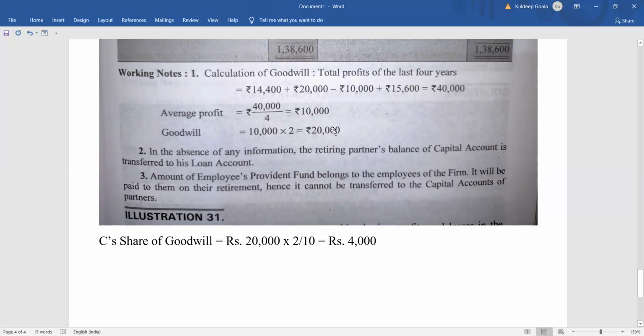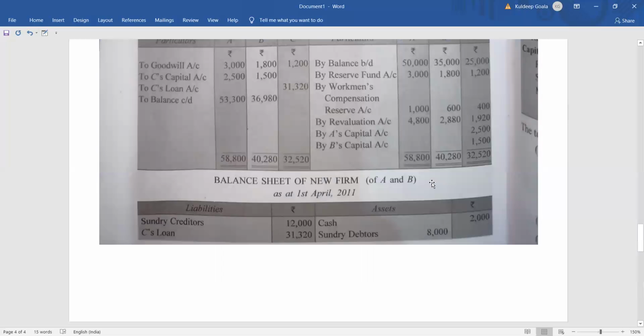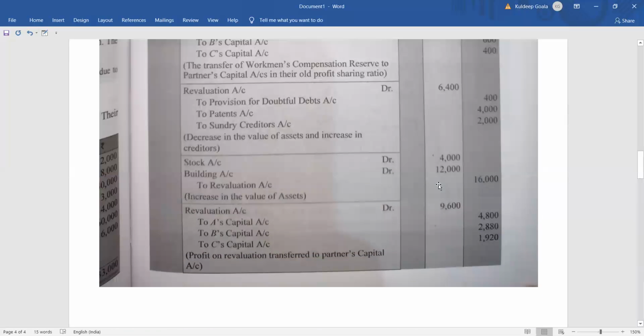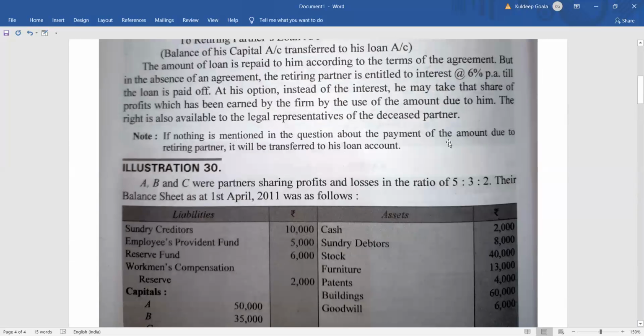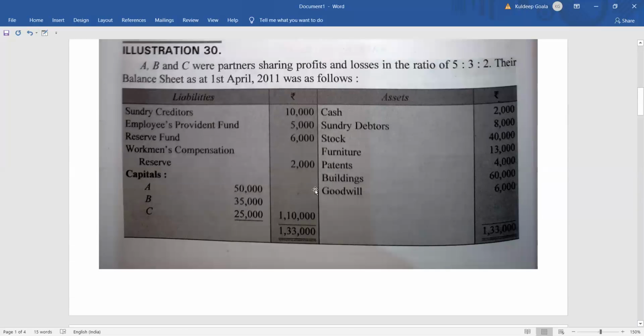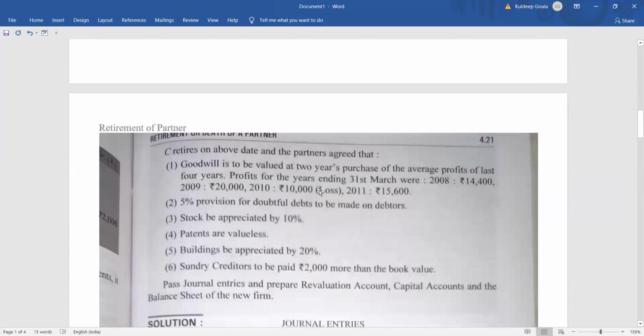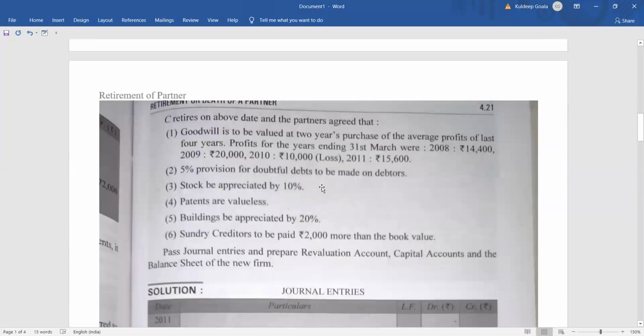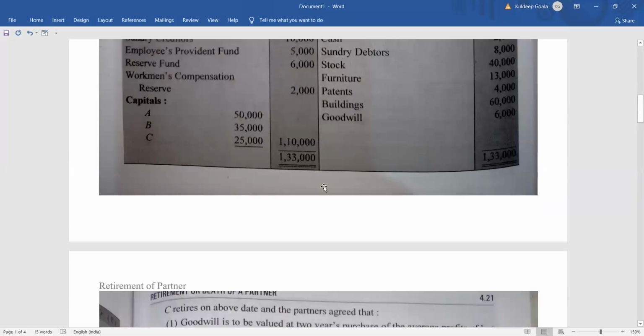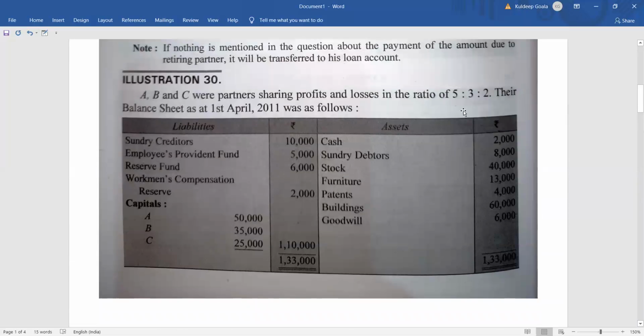Now there's no information on who is going to bear how much, who is going to take how much share from C. Let's come back to the question. There's nothing mentioned about what the new ratio is. So in the previous class also I told you, if the new ratio is not given, the old ratio will be taken as the gaining ratio, as well as the new ratio also. So what is the remaining ratio? 5:3:2 was the total share of A, B, and C. Now since C is not there, the new ratio will be 5:3, isn't it?